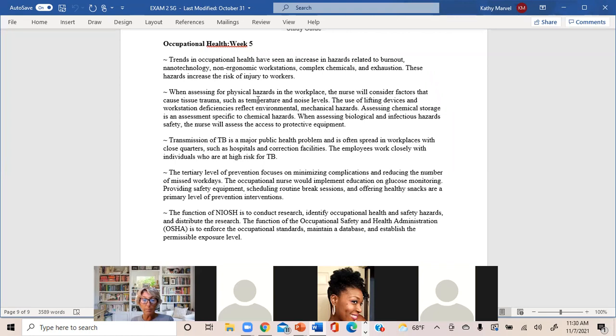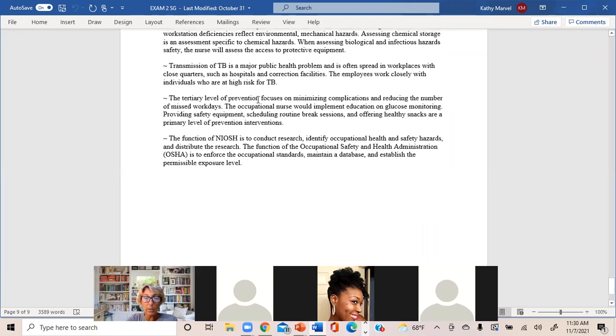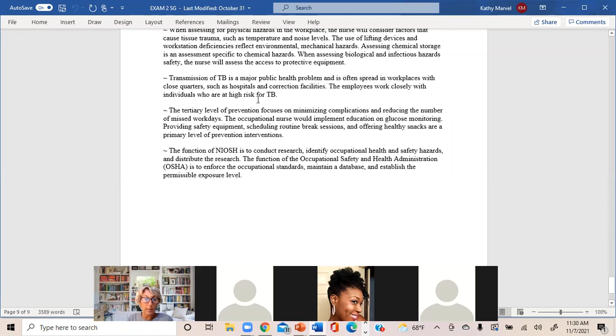Providing safety equipment, scheduling routine breaks, right? Those are all primary levels of prevention. And then the two organizations that you need to know about that directly impact occupational health are OSHA and NIOSH. The function of NIOSH is to conduct research, identify health and safety hazards, and then distribute the research.